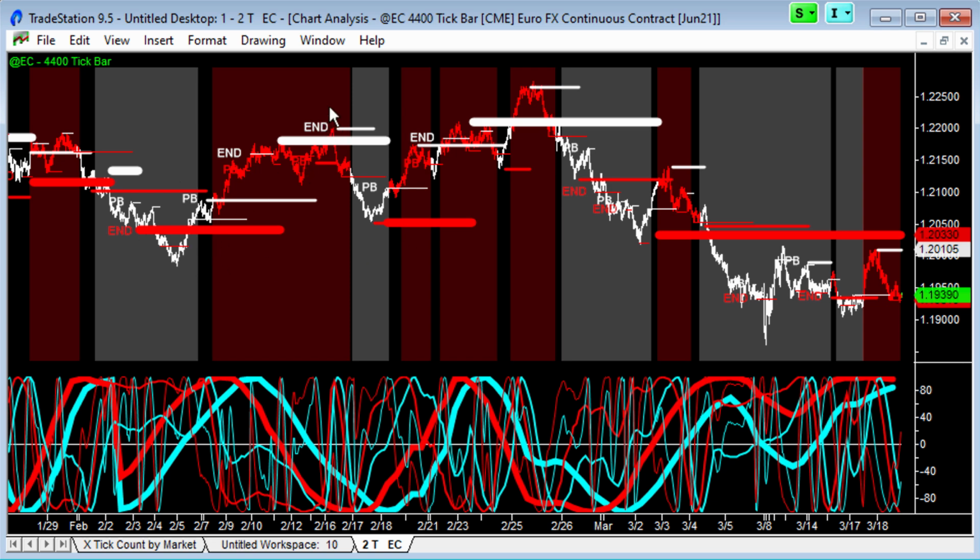Similarly, with this move, it's got a similar type length. This move on the way down from the end of February was a lot longer in its length, and we could have taken a couple of chunks out of here. But that tick bar setting looks about right for the length of trade that we're interested in when we're swing trading.